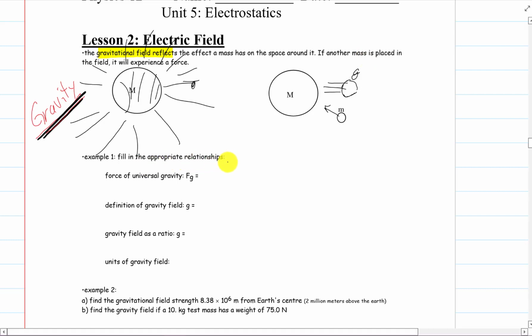So let's fill in the appropriate relationships here. The universal gravitational formula is G m1 m2 over r squared. And the definition of the gravitational field, well, we get it from F equals mg, and it becomes Gm over r squared. And this is the mass that is creating the G field.